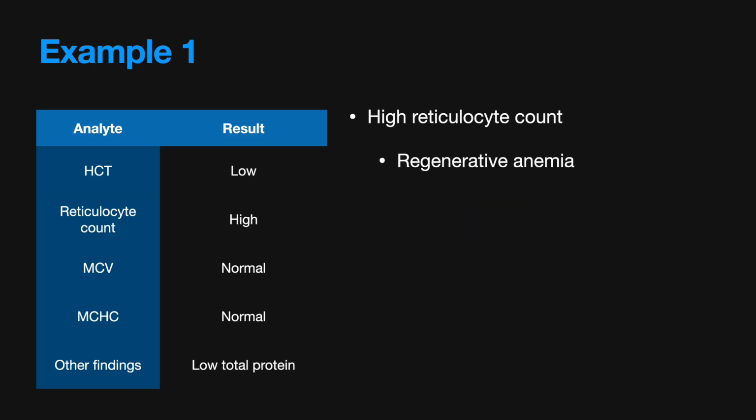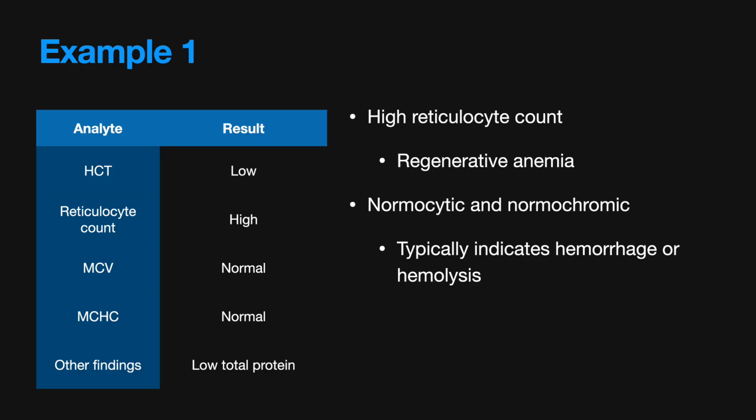Here's our first example. To start, we can see that there is a high reticulocyte count, which indicates that there is a regenerative anemia. We can also see that it is normochromic and normocytic. A regenerative, normochromic, normocytic anemia is typically associated with hemorrhage or hemolysis. In this case, we also have a low total protein. This typically suggests that there is blood loss occurring, so we would suspect a hemorrhagic anemia in this case.